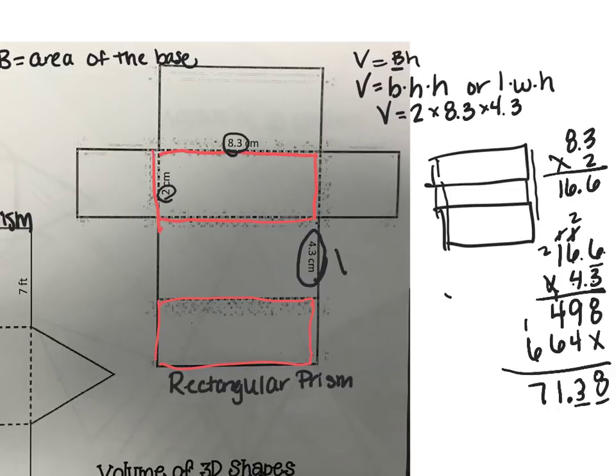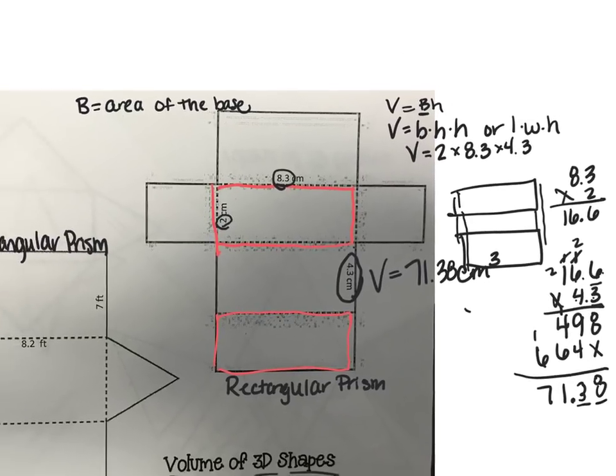Okay, so the volume of this particular figure is 71.38 centimeters cubed. And it is cubed because it is volume. Are you with me? Okay. So that is our rectangular prism.